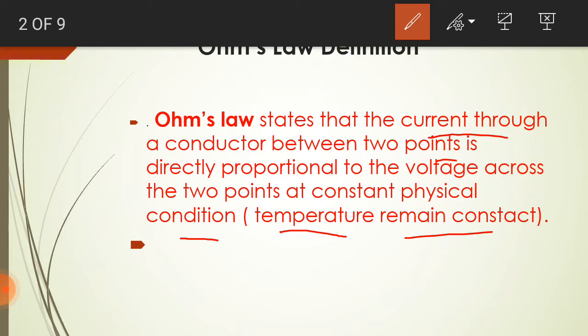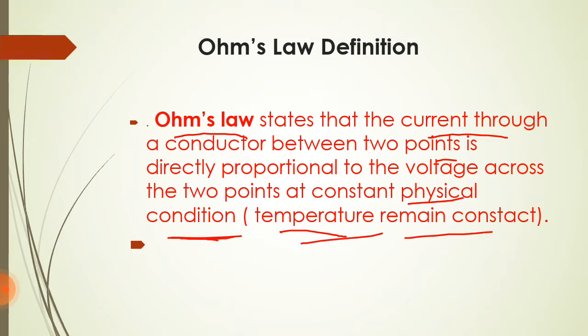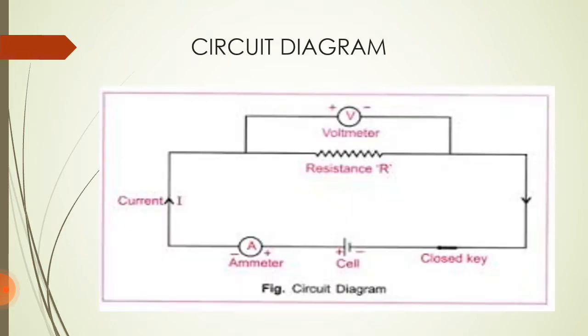So we can say what Ohm's law is: the current passing through a conductor is directly proportional to the potential difference at the two ends of the conductor, provided that the physical conditions like temperature remain constant. Here you have to take a resistor, a battery, a voltmeter, an ammeter, and join them in a circuit. Let us see the circuit diagram.